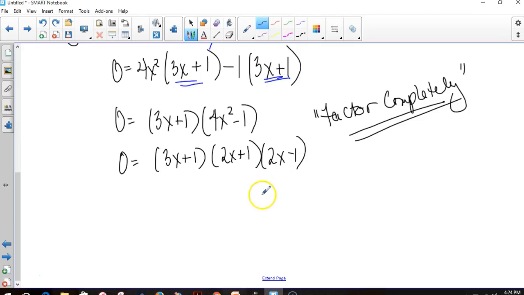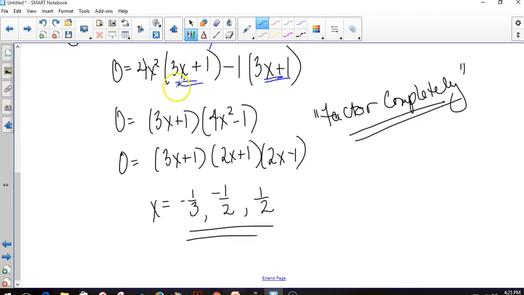And I can take each one of these and set them equal to 0 using the zero product property and get my 3 solutions. That would be a negative 1/3, a negative 1/2, and a positive 1/2. And those are my 3 x-intercepts.